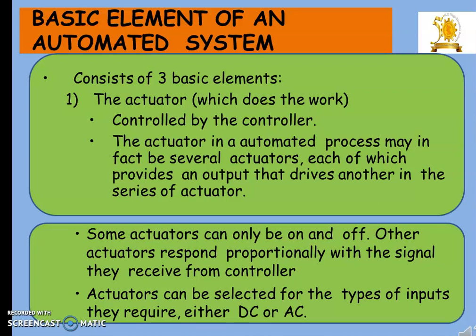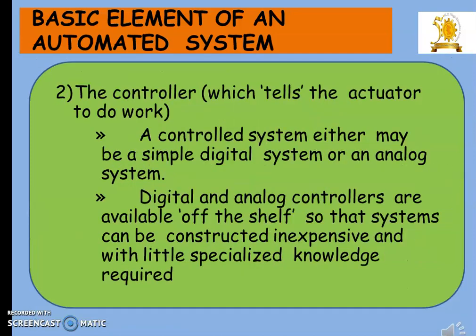The actuator in an automated process may in fact be several actuators, each of which provides an output that drives another in the series of actuators. Some actuators can only be on and off. Other actuators respond proportionally with the signal they receive from the controller. Depending on the power supply used, the actuators are again classified as AC actuators or DC actuators.